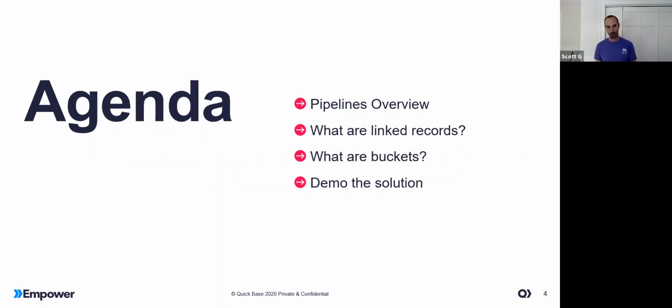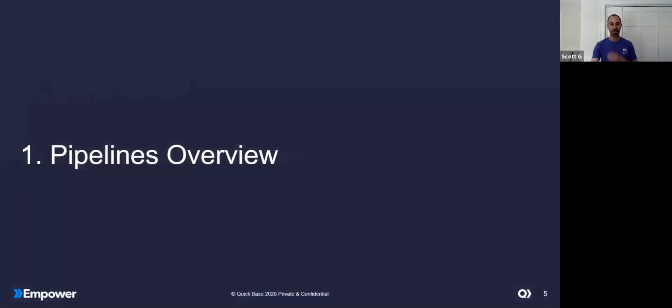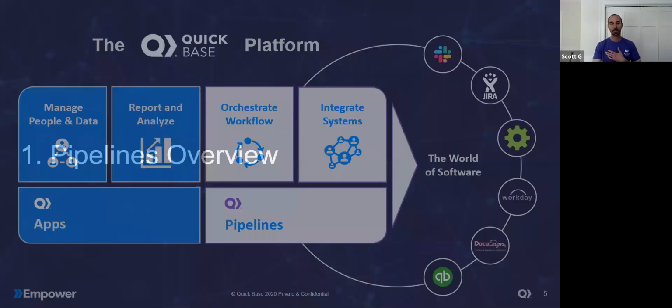We're going to go through a few things here. One, a really quick overview of what pipelines is. Two, what are linked records? Then we'll talk a little bit about what buckets are, and then I'm going to demo a solution for you. So let's jump in. Pipelines overview.